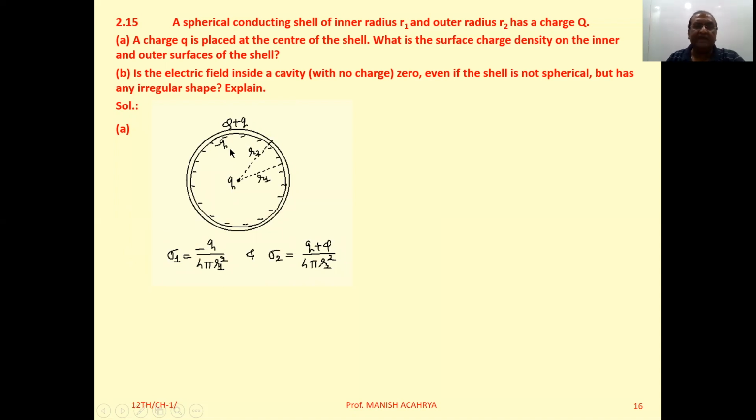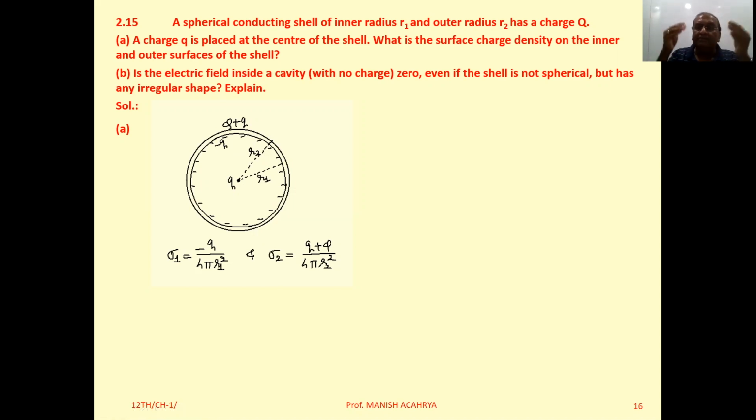See, we have a spherical conducting shell having inner radius R1 and outer radius R2, and charge capital Q is already there on the shell. Now if we place charge small q at the center, then what happens? As soon as we place charge small q at the center, the same amount of negative charge will be accumulated at the inner surface of the shell.